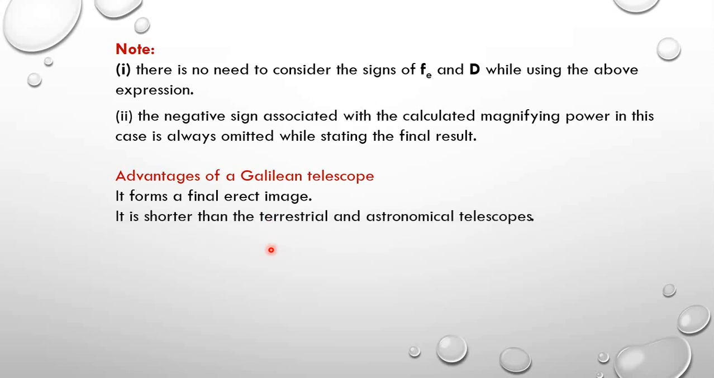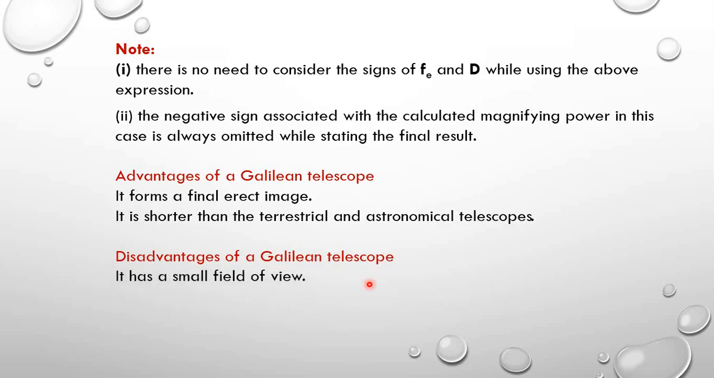Let's also look at the disadvantages of the Galilean telescope. It has a small field of view, and then also it has a virtual eye ring which is not accessible to the observer.